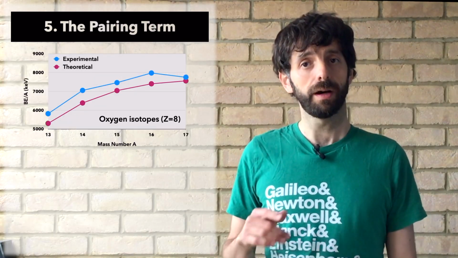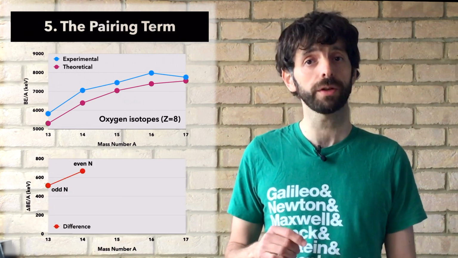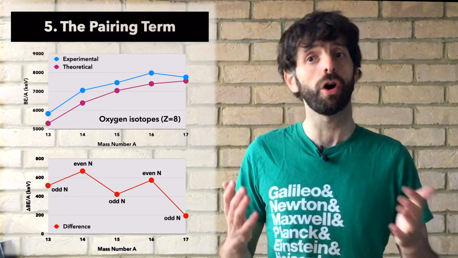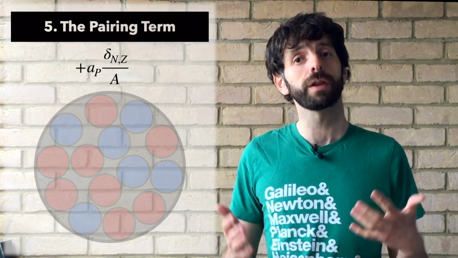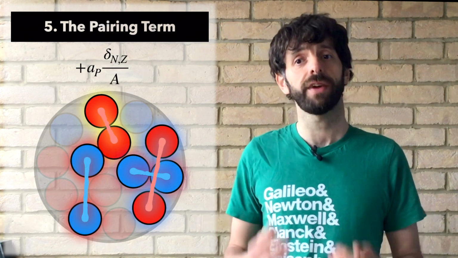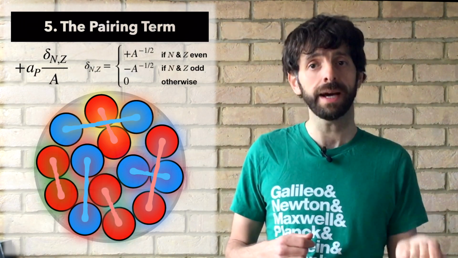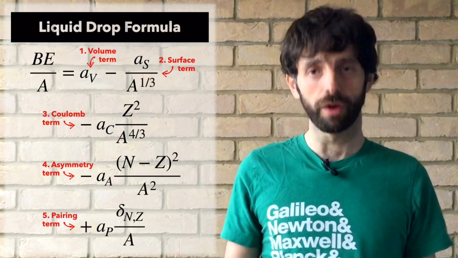The last term is the pairing term. Observing the nuclear chart, we see that nuclei with an even number of neutrons and protons are systematically more bound than nuclei with odd-even or odd-odd combinations. This is due to a phenomenon called pairing, and the final term of the liquid drop formula takes this effect into account with a function that depends on whether n and z are even or odd. We have now discussed all 5 terms in the liquid drop formula.